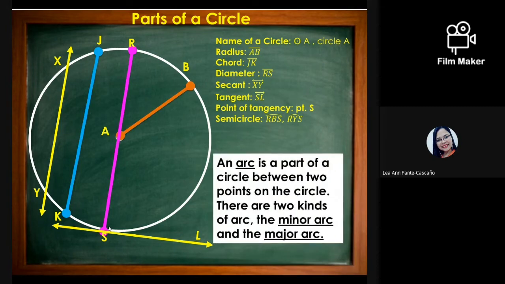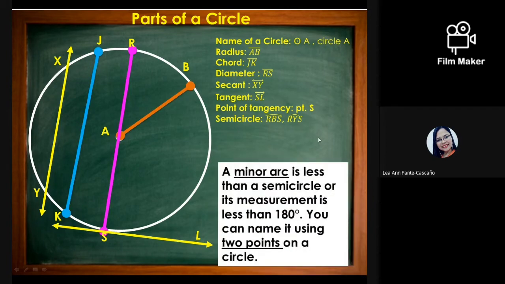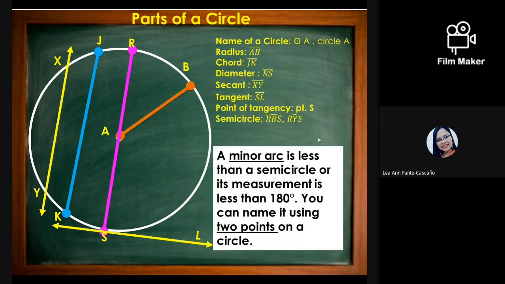Next, an arc. An arc is a part of a circle between 2 points on the circle. There are 2 kinds of arc, the minor arc and the major arc. So any part of this circle po. Pwedeng malaking part ng circle, pwedeng maliit lang na part, that is an arc. But we have 2 kinds daw po. Let's have first the minor arc. A minor arc is less than a semicircle, or its measurement is less than 180.